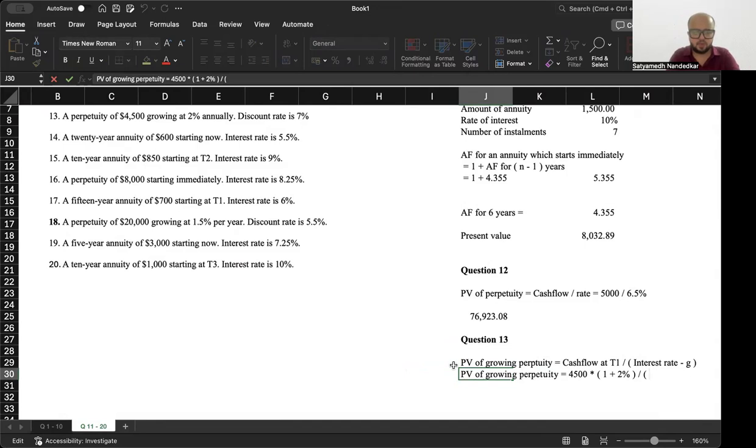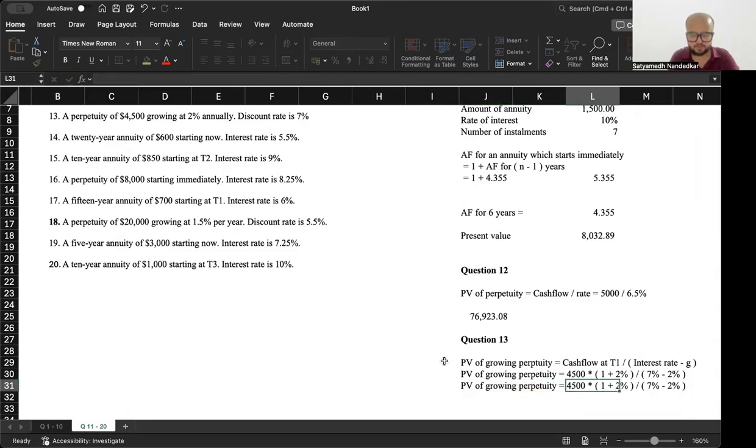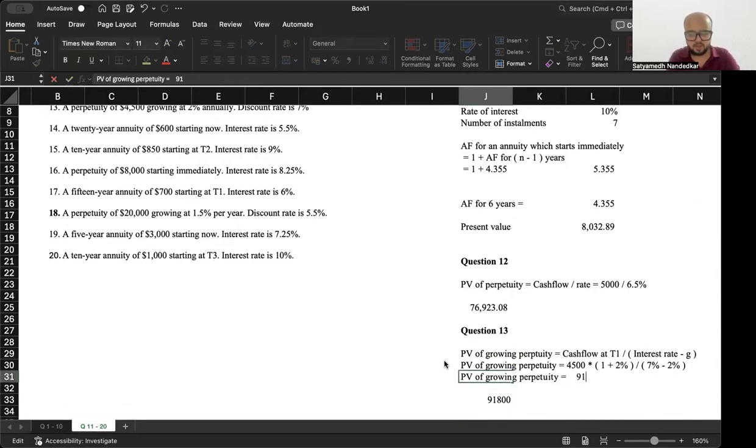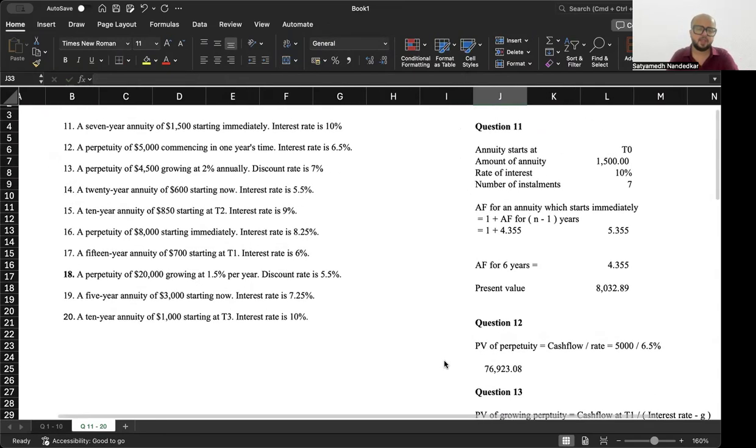Okay. So this will be 7% minus 2%. So PV of the growing perpetuity will be 4500 into 1 plus 2% upon 5%, which is 91,800.